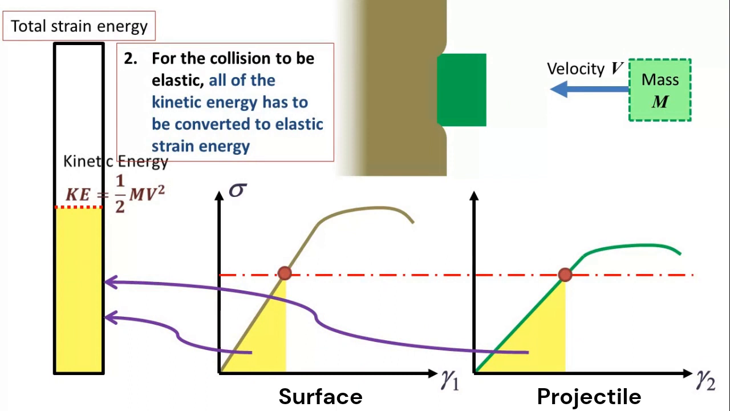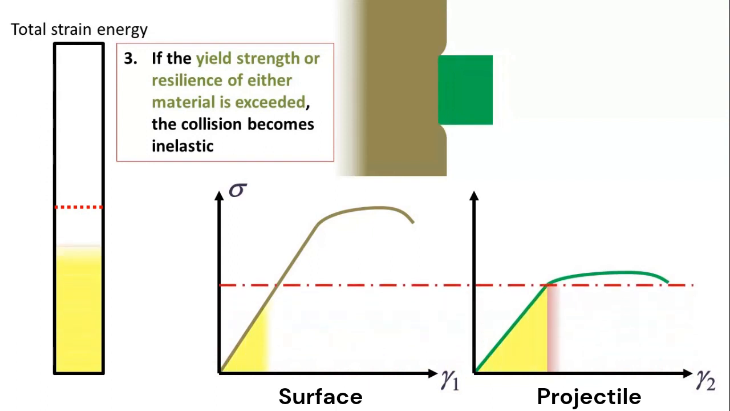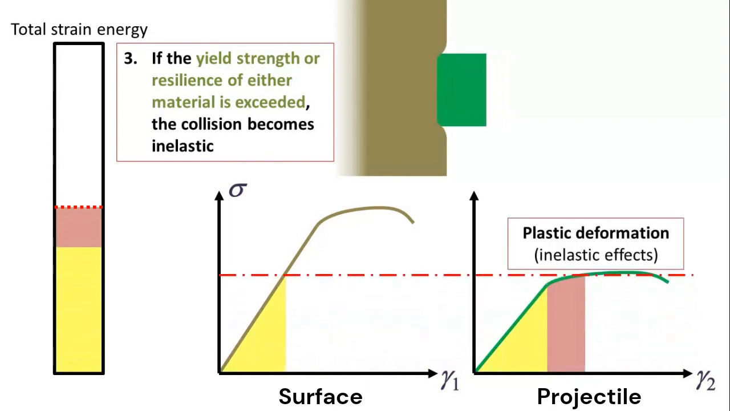At the point of 0 speed, for the collision to remain elastic, that sum has to equal the initial kinetic energy of the ball without exceeding the yield strength of either material. If the yield strength or resilience is exceeded, then the energy gets dissipated as heat or broken bonds during plastic deformation, and the collision becomes inelastic.